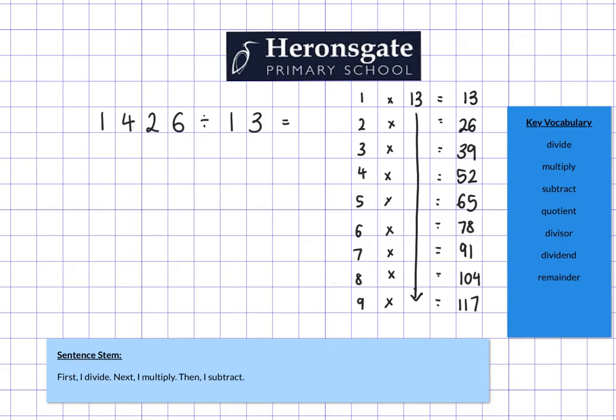Now let's begin the question. We're going to use the exact same steps. First I divide, next I multiply, then I subtract. One divided by 13 is going to require a placeholder. 14 divided by 13 is 1. Next I multiply. 13 times 1 is 13. Then I subtract.